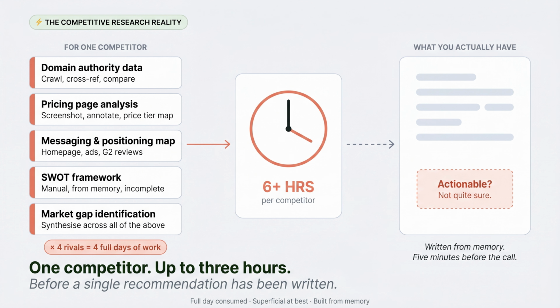Here's the reality of competitive research done properly. You're not just Googling your competitor's name, you're pulling domain authority data, analyzing pricing pages, mapping positioning, building a SWOT, identifying market gaps, and then synthesizing all of it into something actionable enough to actually inform a decision. For even a single competitor, that process takes 1 to 3 hours minimum.